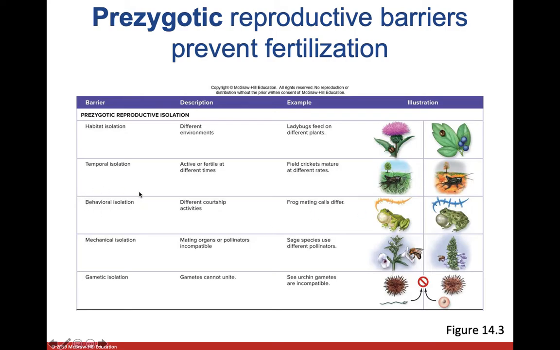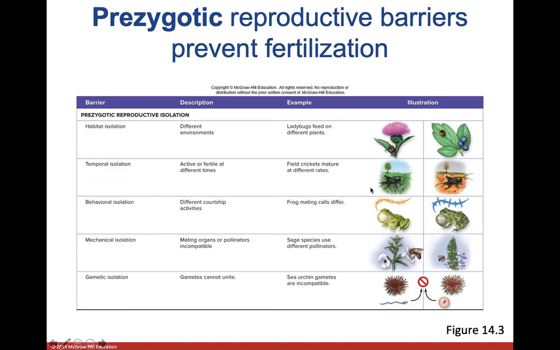Now the next one is going to be behavioral isolation. And this is when you have two different species of organisms that are active during the same time of day, they reproduce during the same season, and they're found in the same habitat. But they don't sing the right song, they don't dance the right dance. They're just not what the male or female of the species is looking for.